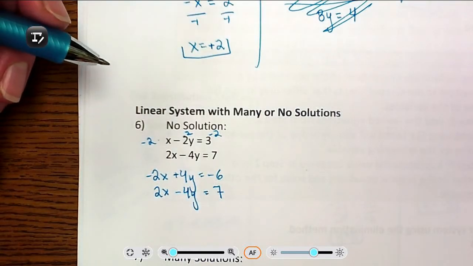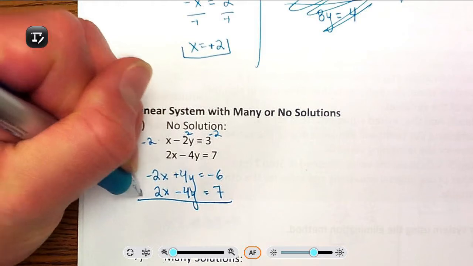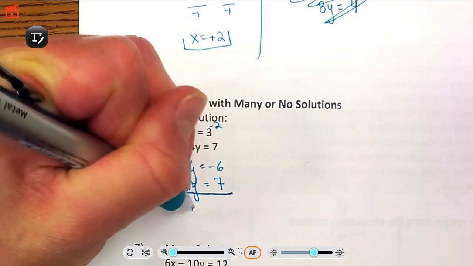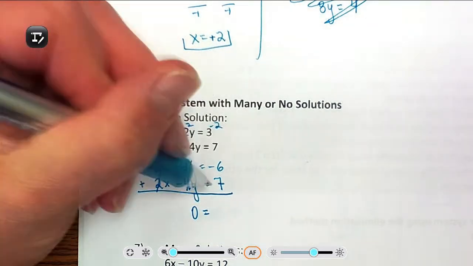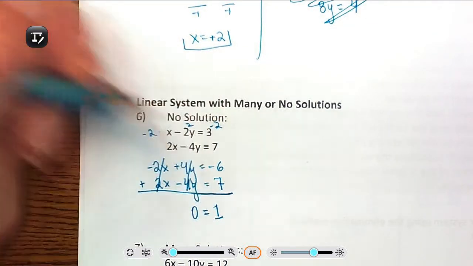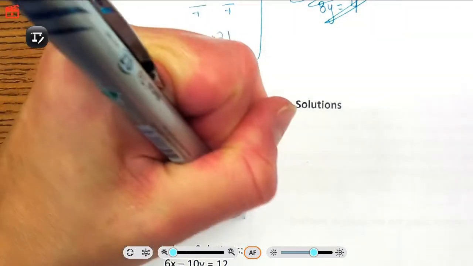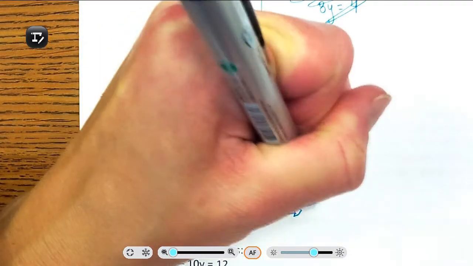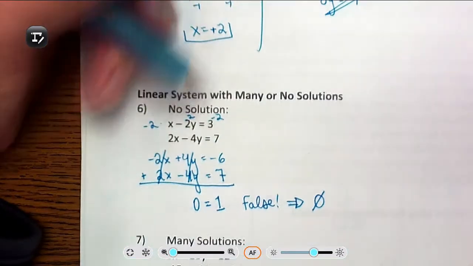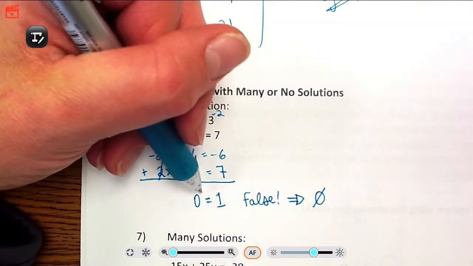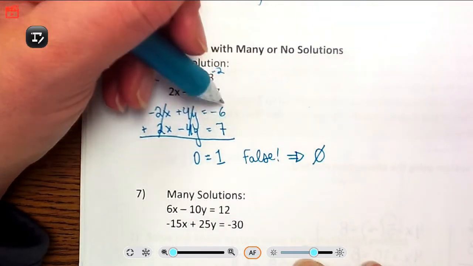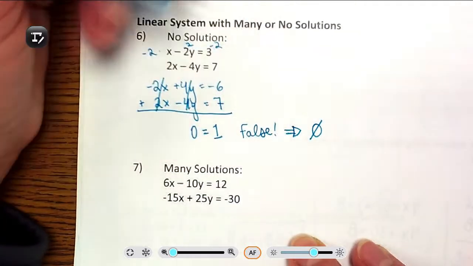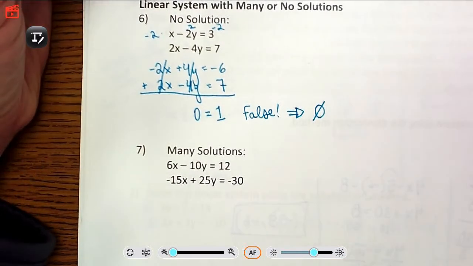What do you notice? We know that with elimination, we're going to add vertically. My x's are going to cancel, my y's are going to cancel, and I'm going to have nothing on the left. Negative 6 and 7 is 1 on the right. This is false. So therefore, there is no solution. Make sure that you actually do cancel them out and get it to be a 0, because if the right-hand side canceled as well and became a 0, 0 equals 0 is true, and we would have infinitely many solutions.